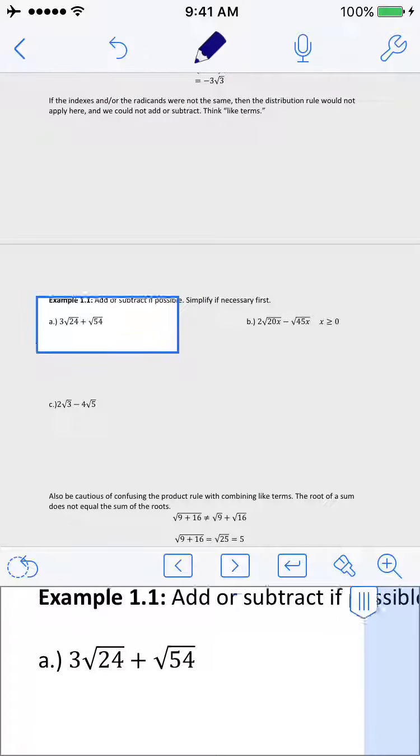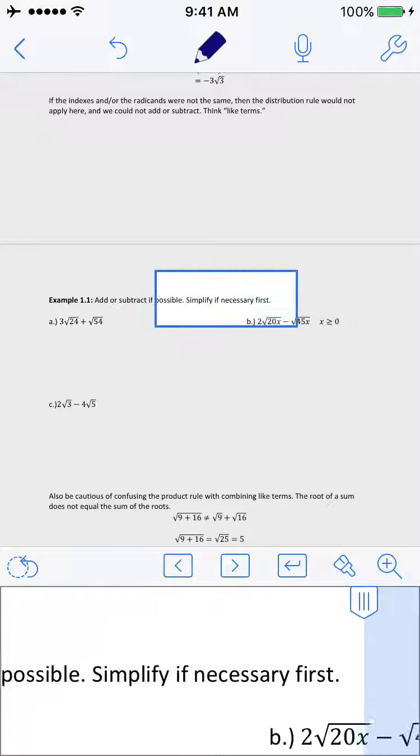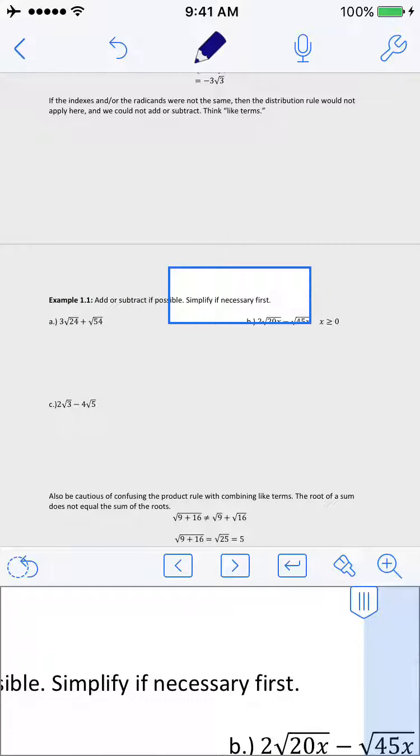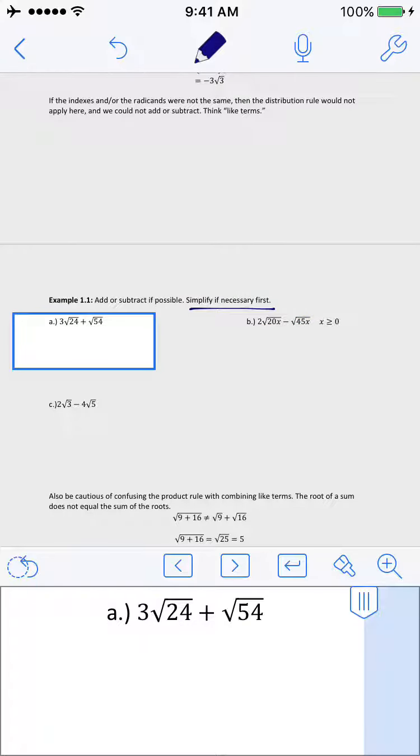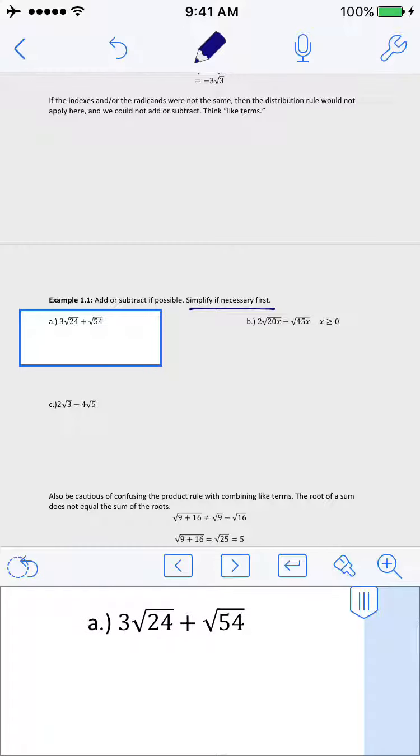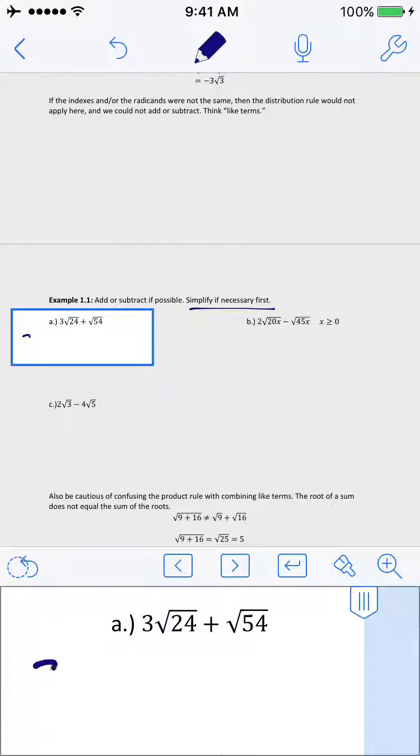Alright, let's try a few out. Add or subtract if possible, simplify first if necessary. Just because they don't look identical doesn't mean you can't add them together eventually. You have to use your simplification rules. Okay, so let's use our simplification rules. Let's reduce both of these.